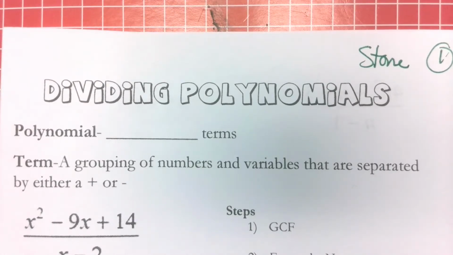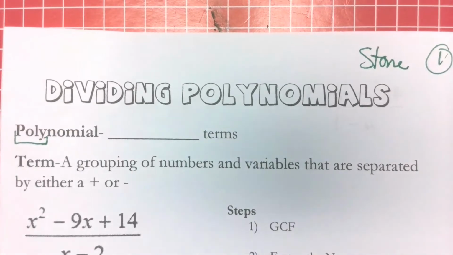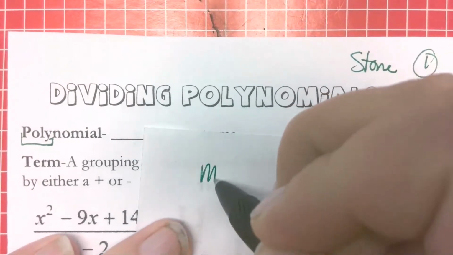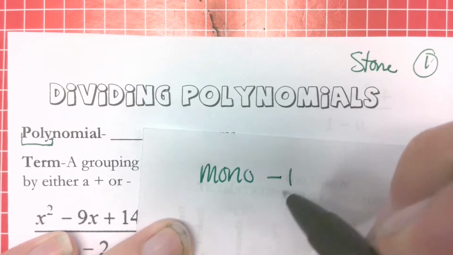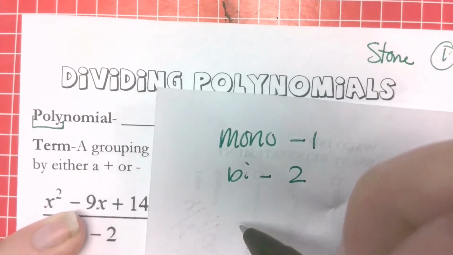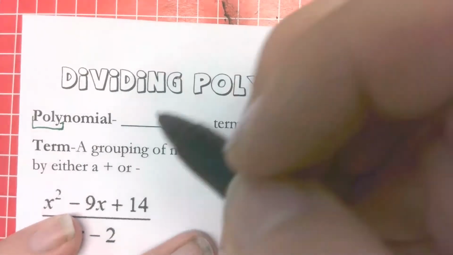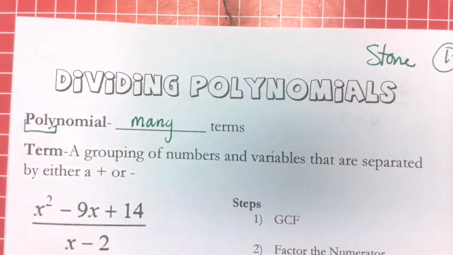Okay, so here's the deal, you guys. Do you guys know what the word poly means? So just this part. What does poly mean? Okay, what does mono mean? 1. What does bi mean? Any idea what poly means? Many, multiple, yeah. Many terms.